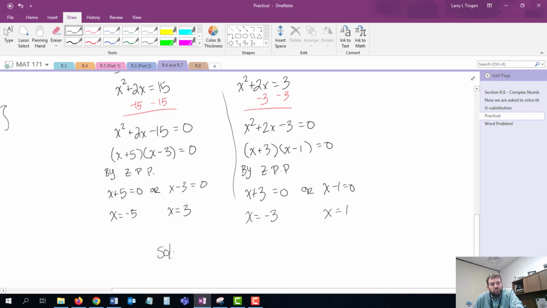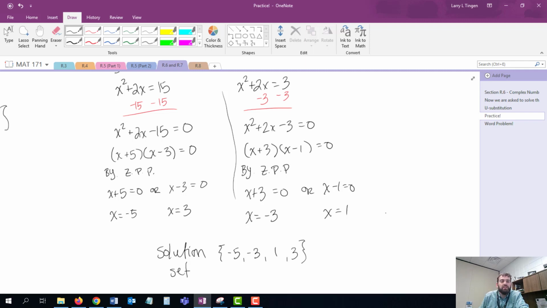All of these do check. So I'm now looking at a solution set that contains, and I will take a moment just to put these in order, negative 5, negative 3, 1, and 3. And there you have it.